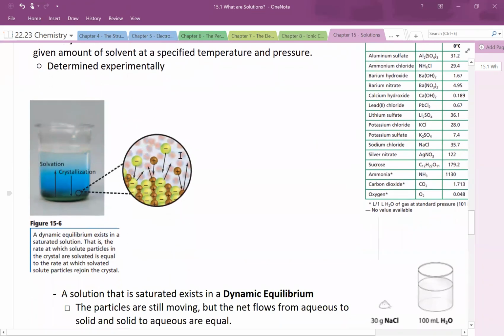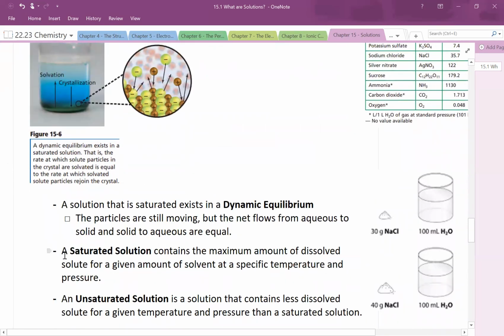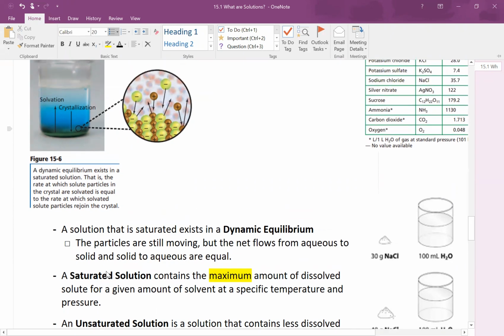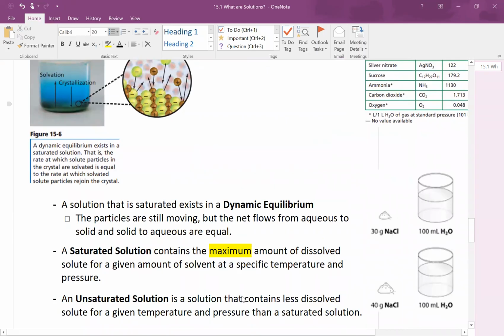So when we dissolve things into solution, we can reach what's called a saturated solution. Okay, so a saturated solution, I have these two vocab words down here. A saturated solution contains the maximum amount of dissolved solute for a given amount of solvent at a given temperature and pressure. Okay, so a saturated solution can't fit anything else in it. An unsaturated solution is just a solution that has less dissolved solute than a saturated solution. Okay, so saturated has the complete amount, unsaturated, not quite full yet.